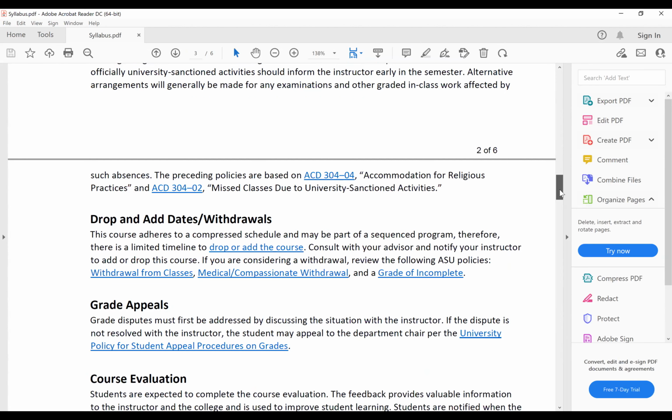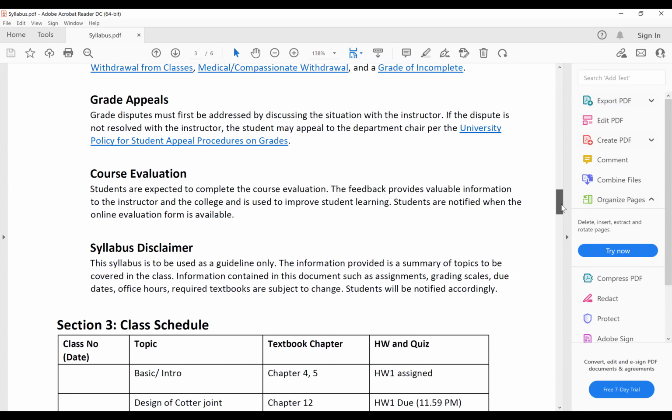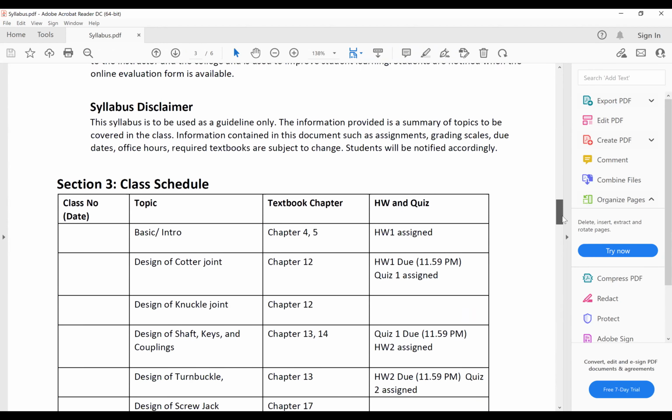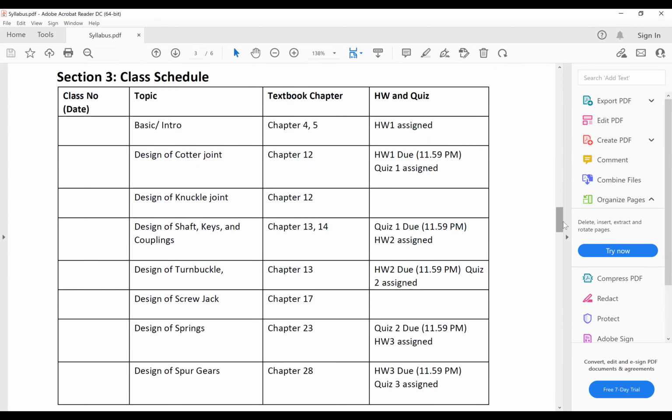Yeah, so again, drop, add, class, withdrawals, syllabus. This is the schedule. So it goes by weeks. And what has happened in the past is, depending upon how fast or slow I go, I may be able to cover some material in 1 class. I may be able to cover some material in 2 classes. So this is just a tentative syllabus. So this is the guideline that I want to follow.